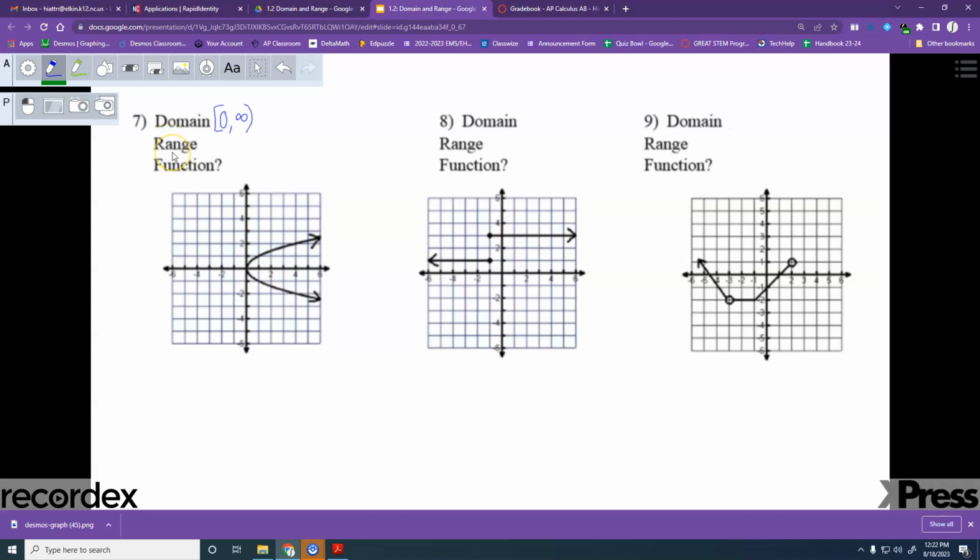All right, so range for 7. What do you think, Peyton? No, because you're still kind of thinking on the x-axis, I think. Here's one end of the graph and here's the other, and they're both over here at positive infinity. So that's kind of what you're thinking.